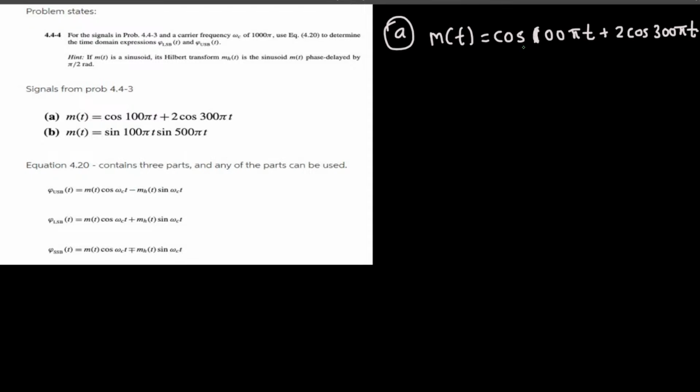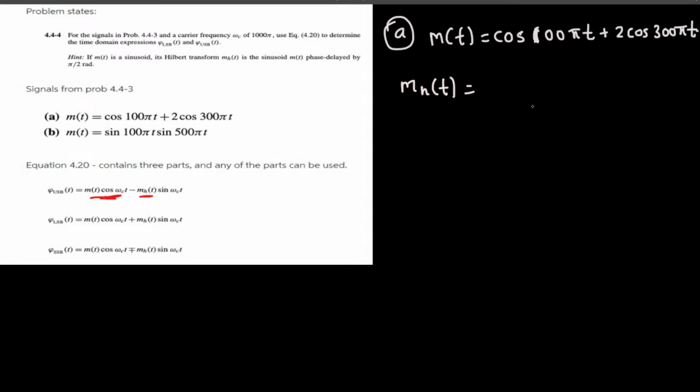We have m of t available readily, so this is not a problem. But to express the other term, we need to find mh of t. Then we can put it in this equation and express it. Now to find the Hilbert transform, mh of t, as mentioned here, it's always a shift of 90 degrees, that's π/2 radians. So if you shift the phase of this m of t by 90 degrees, you are going to get the Hilbert transform.